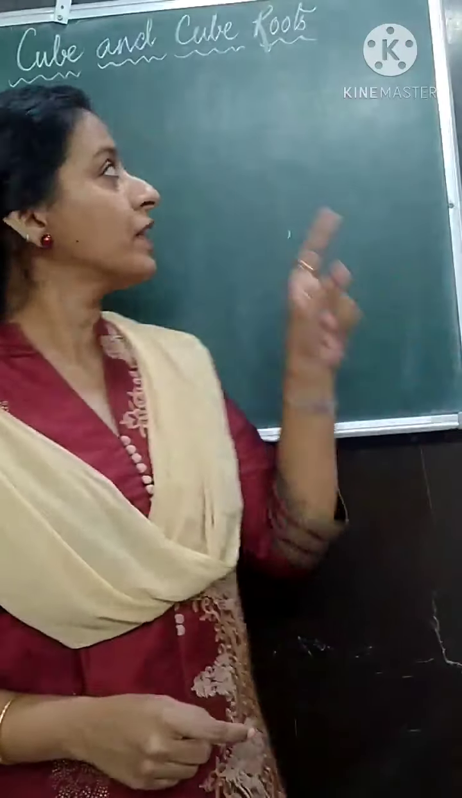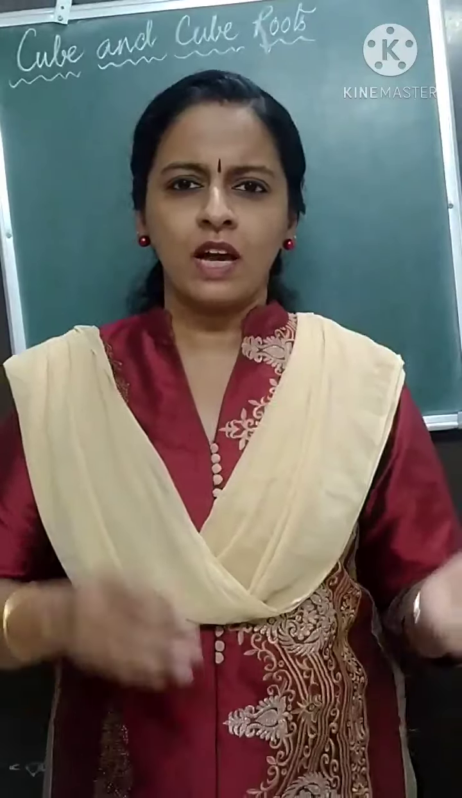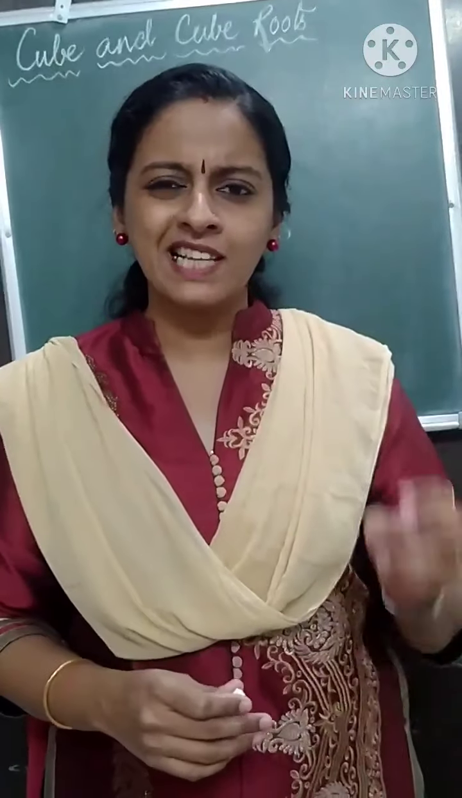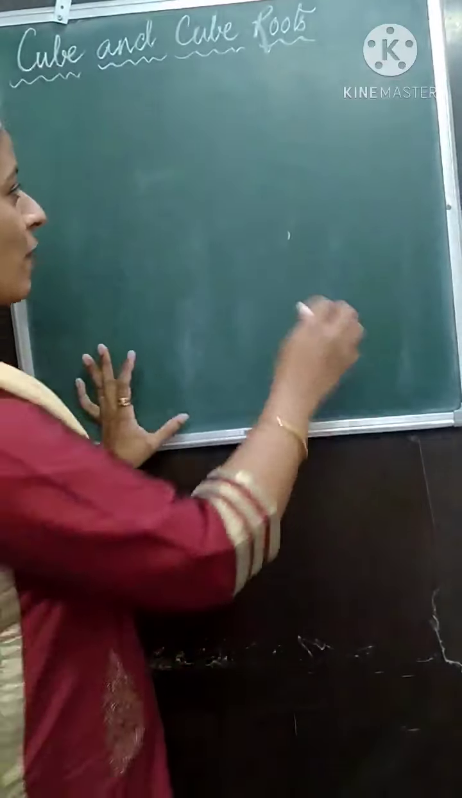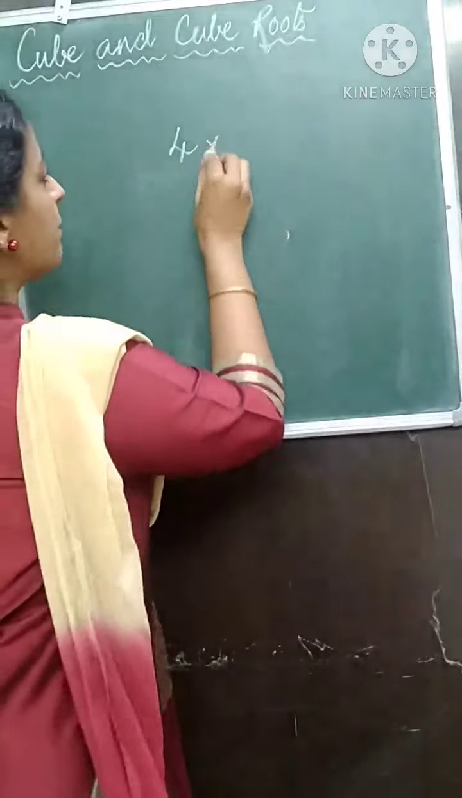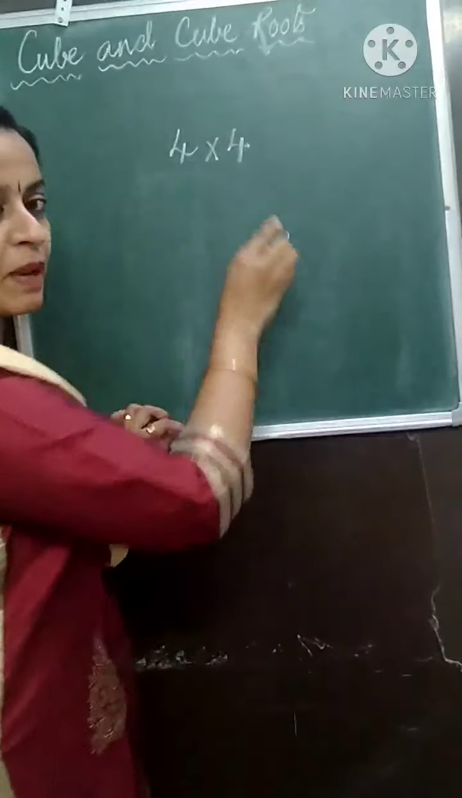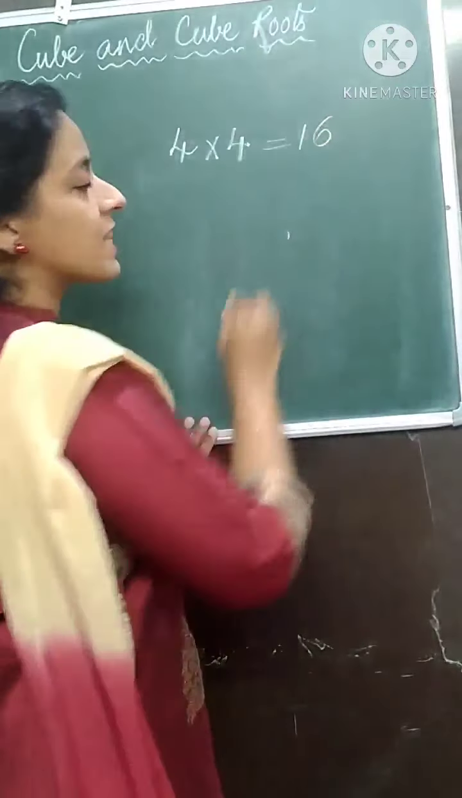Today we will start with cube and cube roots. Okay? Cube and cube roots. Before going to cube and cube roots, let us quickly revise square root. We had learnt square of a number. For example, if you have 4, 4 multiplied by 4, 4 multiplied 2 times, you got the answer as 16.